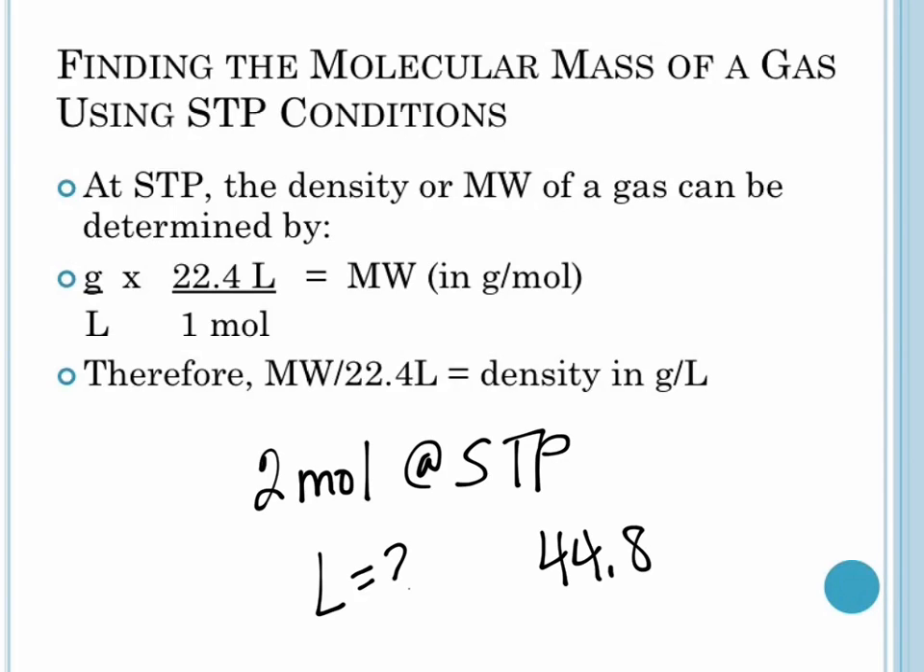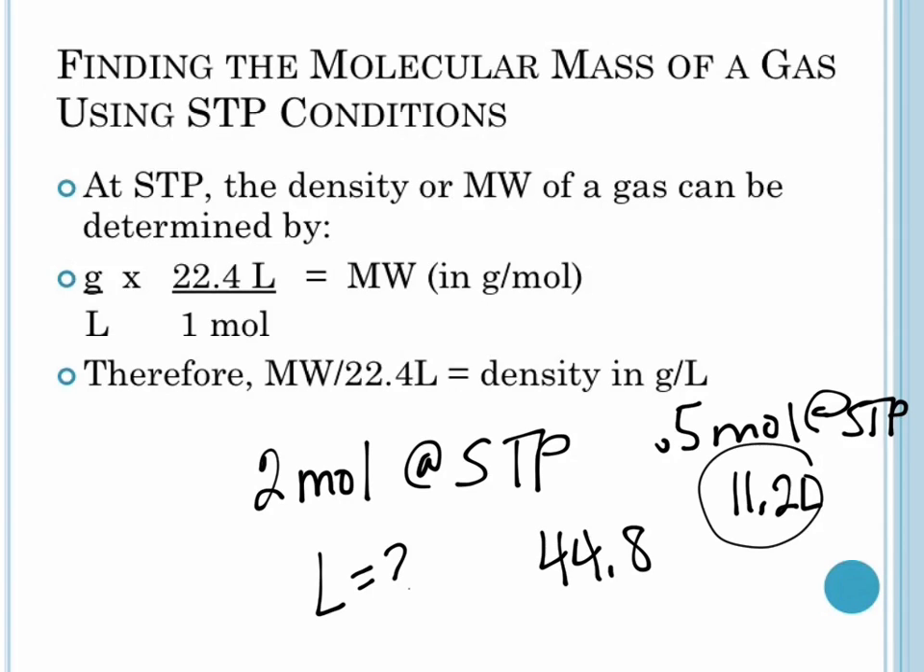44.8. If you have 0.5 moles of a gas, any gas at STP, how many liters? 11.2. So any gas, it doesn't matter if it's hydrogen, helium, whatever, at STP, if you have 1 mole of it, it's 22.4 liters. If it is not at STP, then you've got to use PV=nRT to figure out the information to do the stoichiometry. And this will be one thing I put on the board tomorrow. The STP thing.